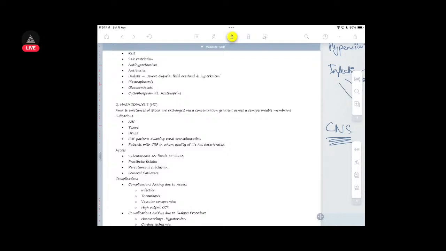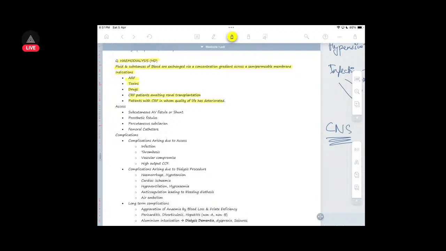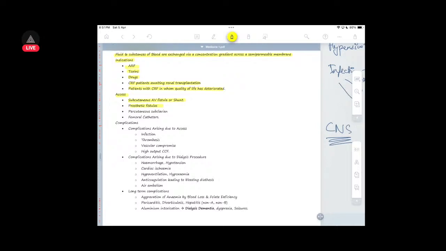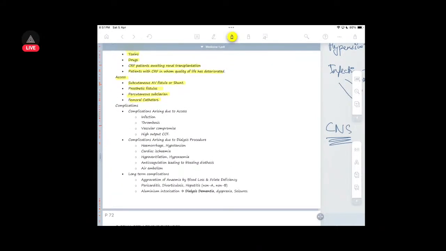Okay, so hemodialysis is exchange of fluid and substances of blood via concentration gradient against a semi-permeable membrane, indicated in renal failure, toxins, drugs, and chronic renal failure waiting for transplantation, and when quality of life has decreased. Access can be a fistula or shunt, prosthetic graft, subclavian, femoral catheters. Complications due to access: infection, thrombosis, vascular complications, high output failure.